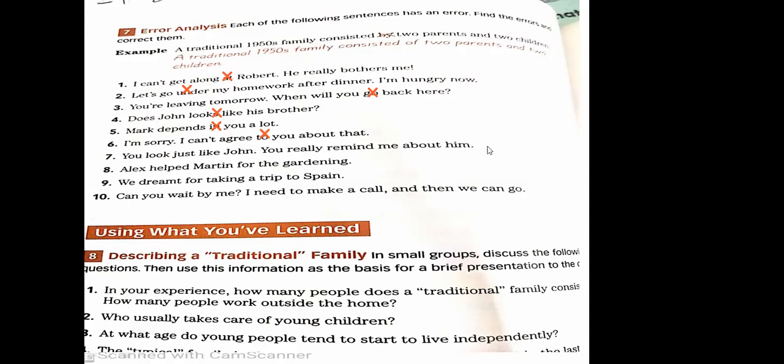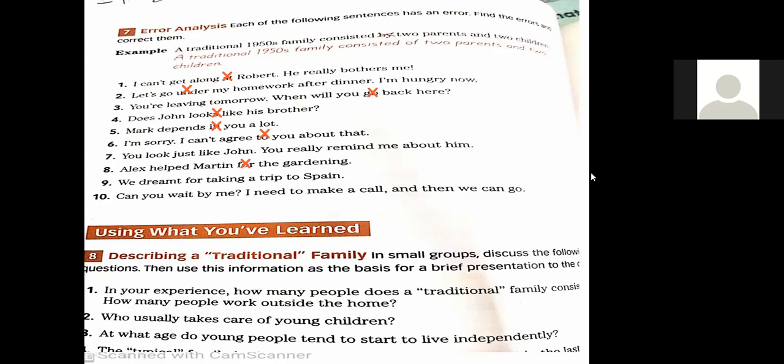Number eight, Abdurrahman Saad. Quickly, please. Alex helped Martin for the gardening. It would be Alex helped Martin with the gardening. Okay, with the gardening. Thanks, Abdurrahman. Number nine, Muhammad Midhat: We dreamt about taking a trip to Spain. When we say dreamed, about or of will be correct.